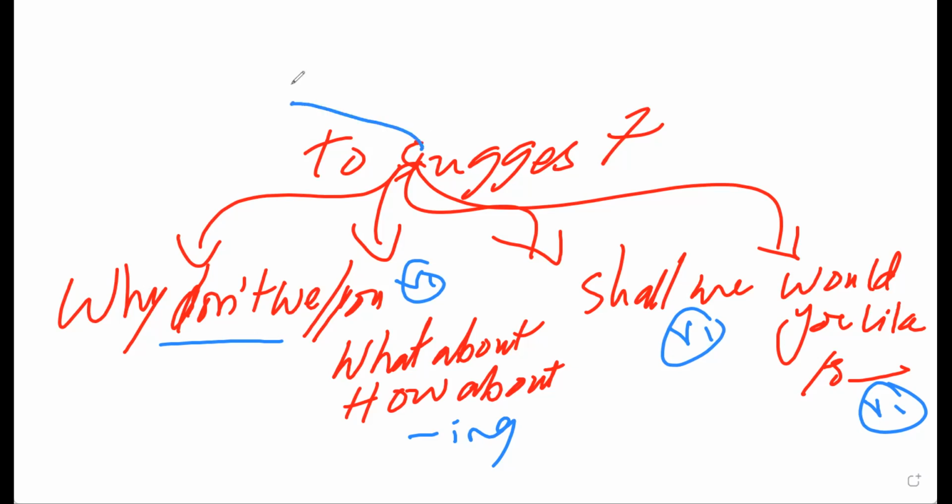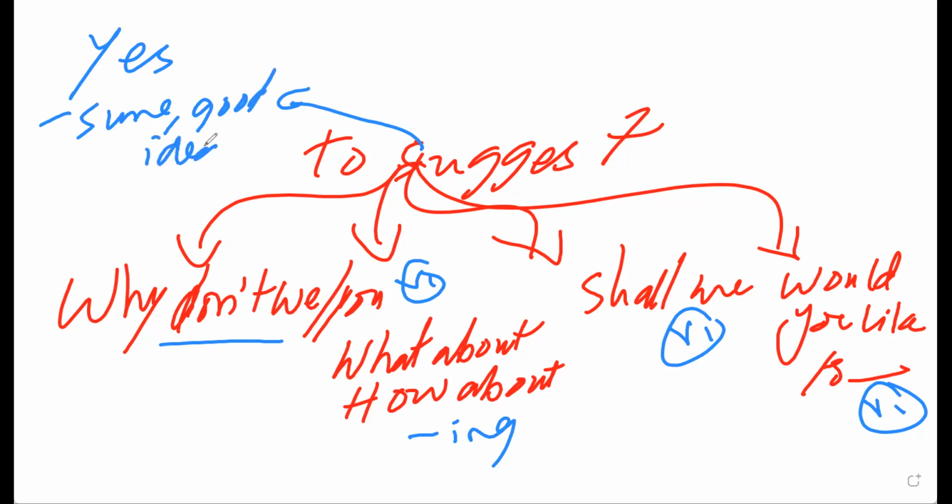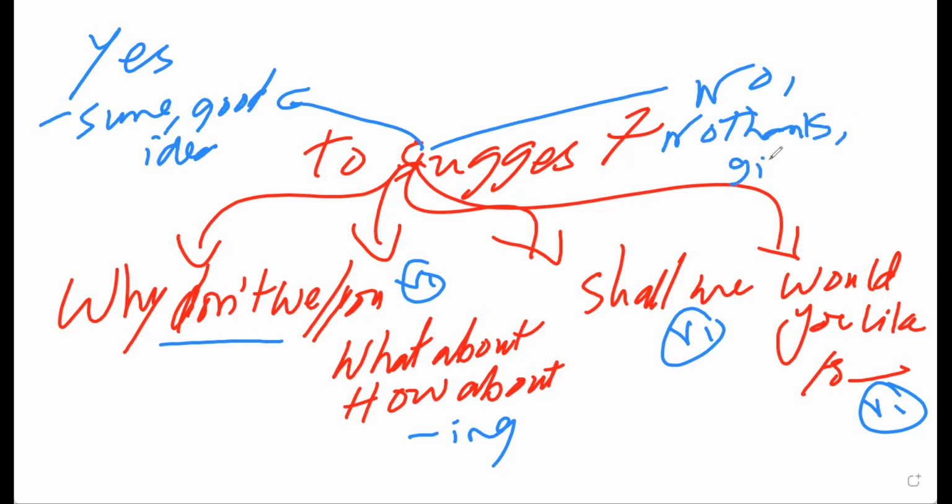If you like the idea, if you say yes, you can say, sure, good idea. Or if you say no, you can say no, thanks. You should say thank you and give me a reason. You should give a reason, because usually the person suggesting is a friend, so I don't just refuse and that's it, no. You should give me the reason why you refuse.